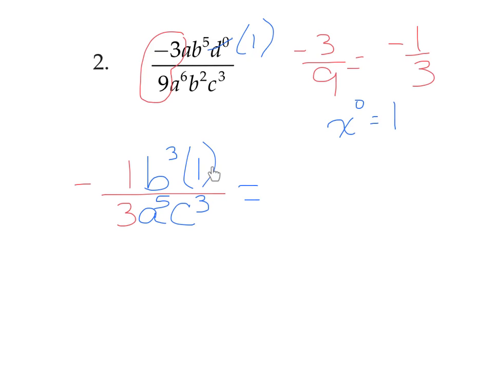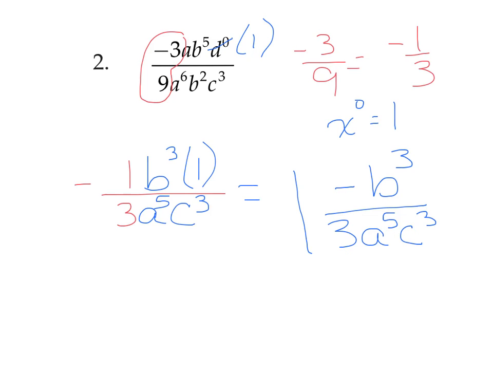In the numerator, the coefficients come to the front and they multiply. Well, this is 1 times 1, or negative 1, still makes negative 1. So we have negative 1 b cubed in the numerator. Actually, we don't even need the 1, do we? It's gone. We can just write negative b cubed over 3a to the 5th c cubed. You can write the 1 if you want it. Most of the time in algebra, we don't write the coefficient of 1.